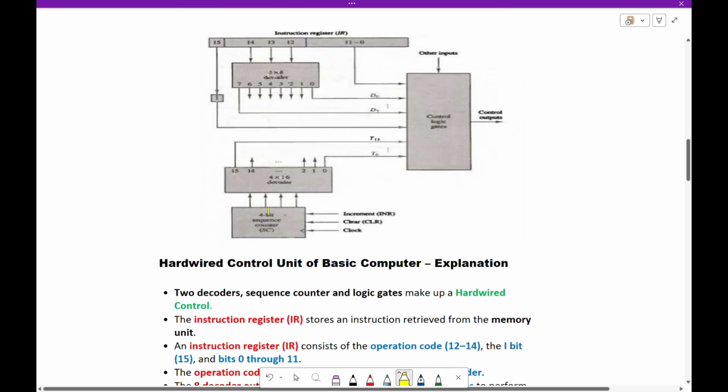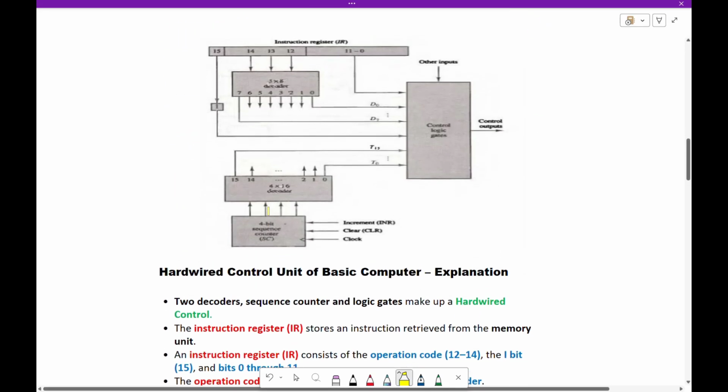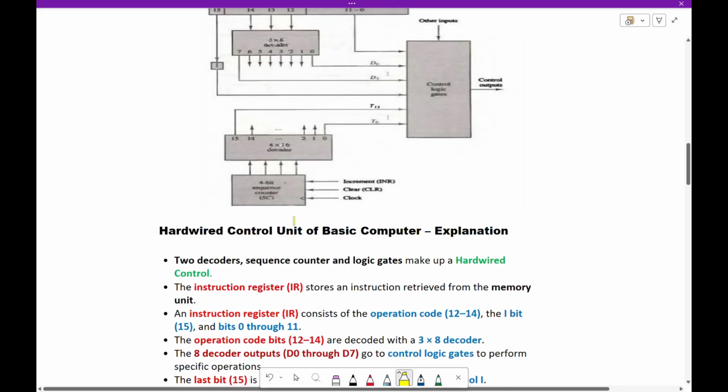And we head toward a new diagram of hardwired control unit of basic computer.